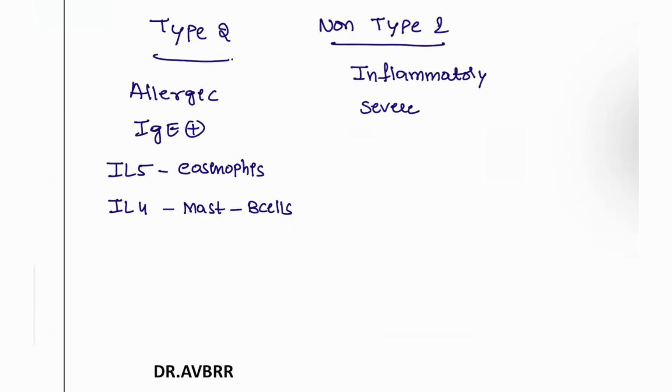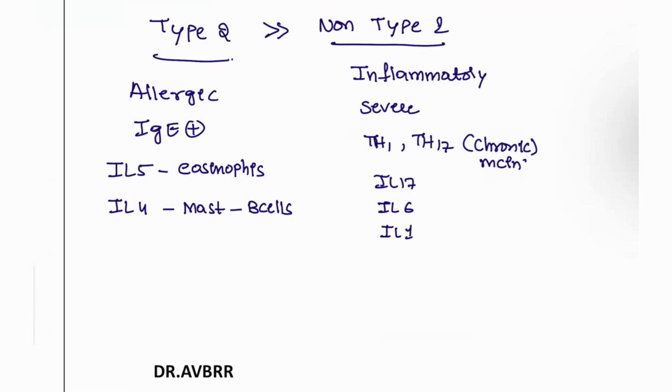The most common will be type 2 only in the general population. Non-type 2 is very rare and it is associated with T helper 1 and T helper 17. Okay, these both are going to be the chronic. Chronicity will be seen with the non-type 2 and interleukin 17, interleukin 6 and interleukin 1. All these are going to cause the release of neutrophils and inflammation.